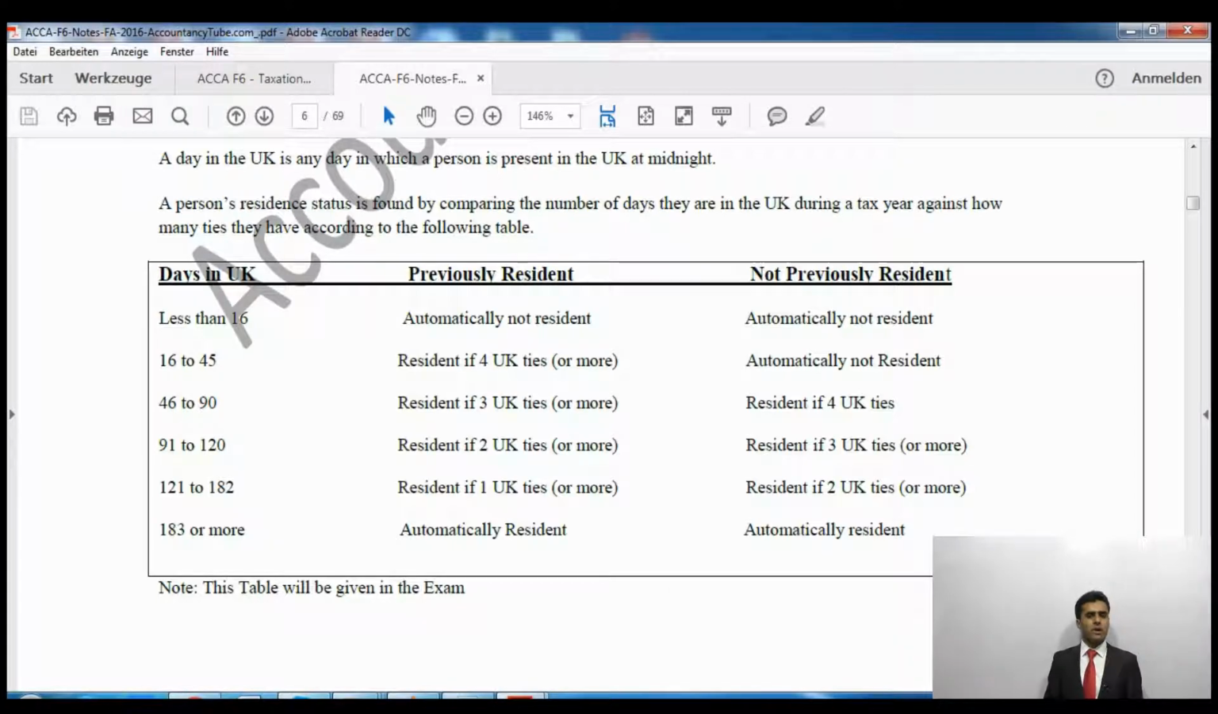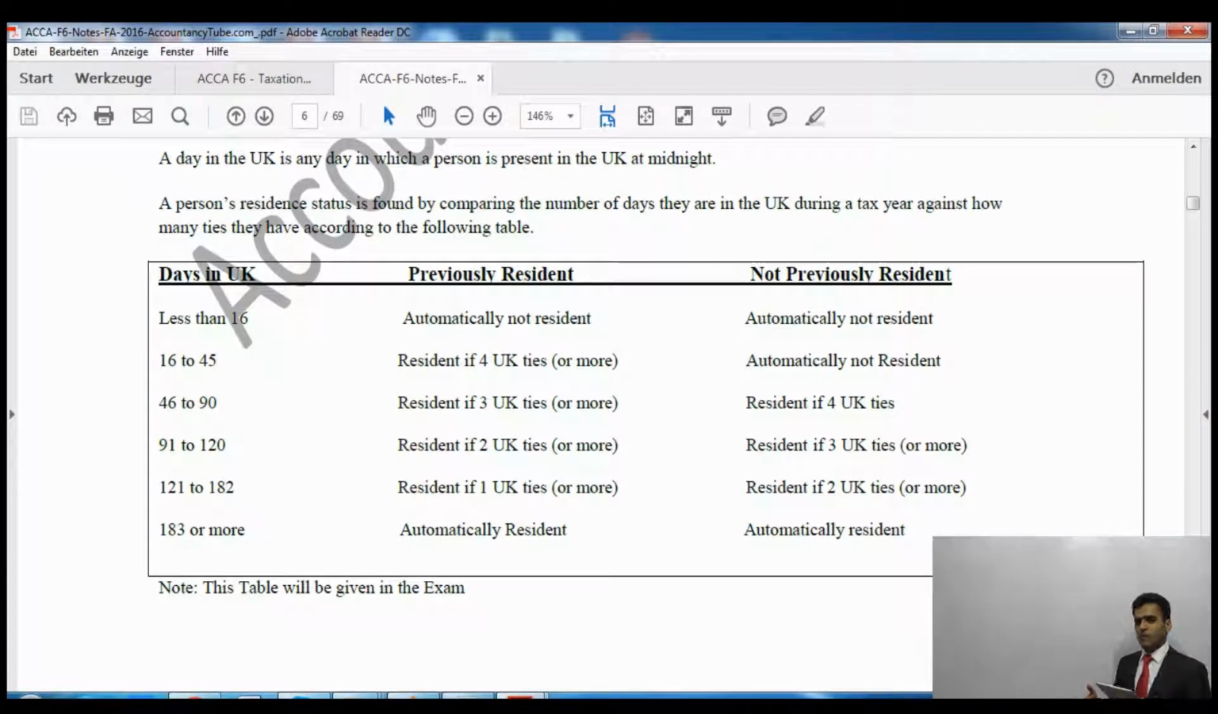The more days you spend in the UK, the more likely you are to be considered as UK resident, so you will need fewer ties. For example, if you spend 183 days, you are automatically resident. If you spend 121 to 182 days, you only need one single tie in order to be considered as UK resident. If you spend 91 to 120 days, you need 2 UK ties if you were previously resident, and you will need 3 UK ties if you were not previously resident.